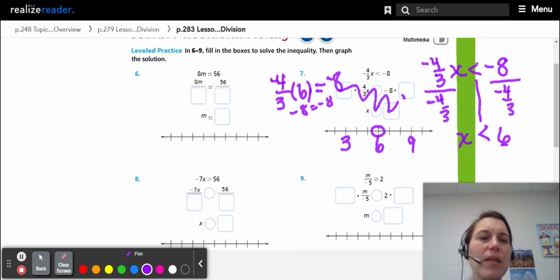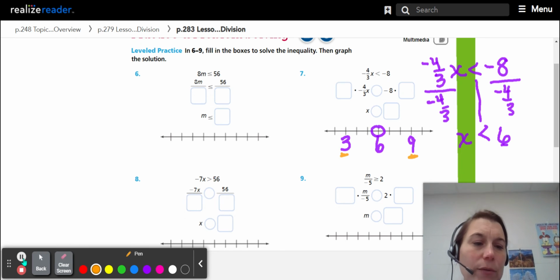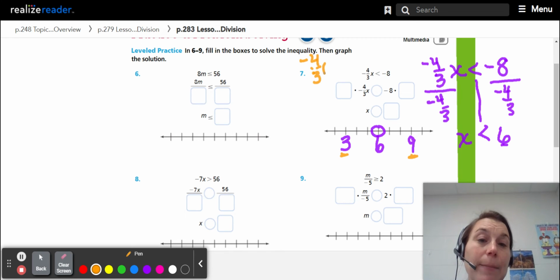Now, normally I would just shade to the left because it says less than. But let me think about this. I should think about putting a number on the left and on the right. I'm going to check, see which side actually works in the original inequality. So if I use 9, okay, well, I'll use 3. 3 is on the left, so let's use 3. If I put 3 in here and I do negative 4 thirds times 3, is that less than negative 8? Well, negative 4 thirds times 3 is negative 4.